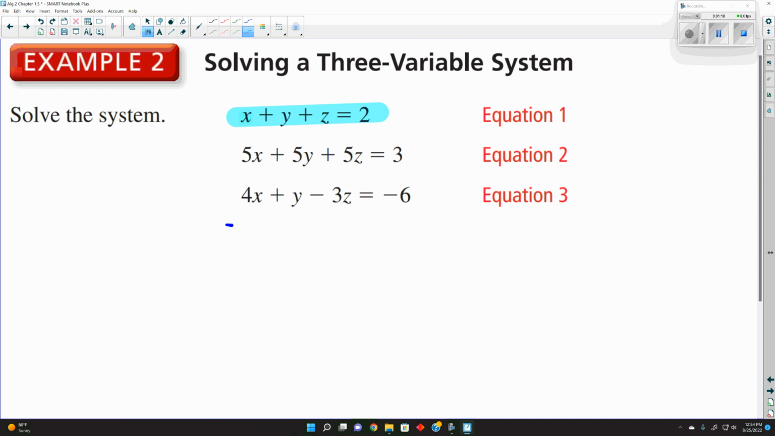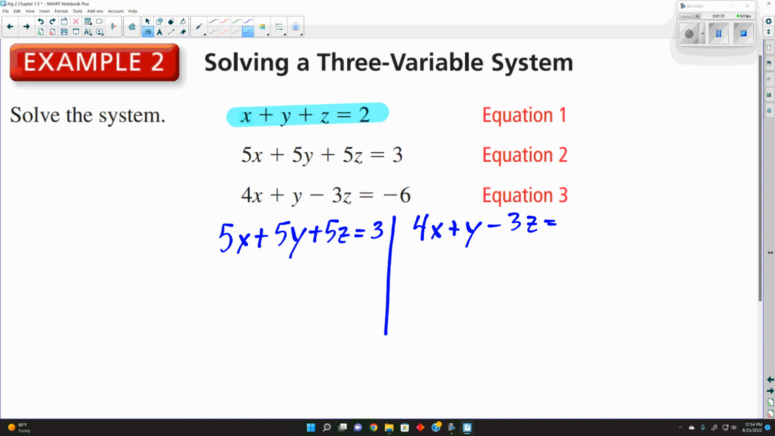Now we can rewrite the other two equations, 5x plus 5y plus 5z equals 3. And 4x plus y minus 3z equals negative 6. So the two we're not eliminating anything out of, we'll go on and write them down first. Well, in this one here, our eliminator z doesn't match up to the other two. So we're going to need to change it. We're going to need to scale it.